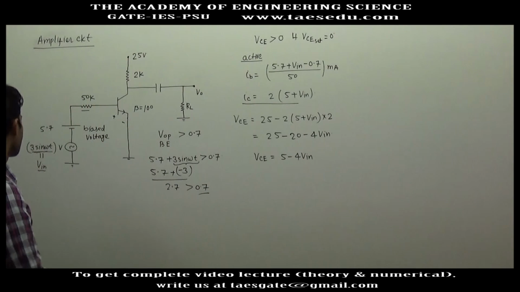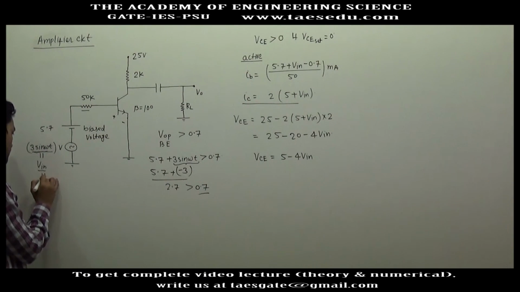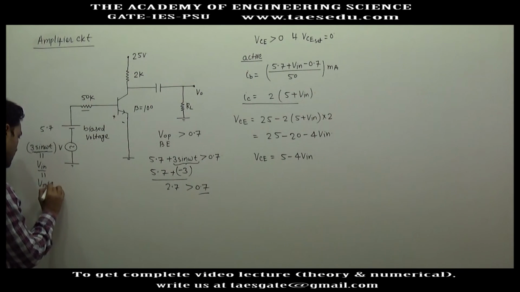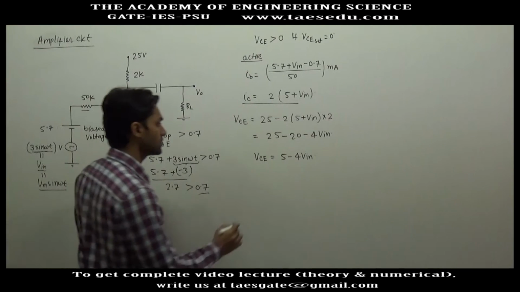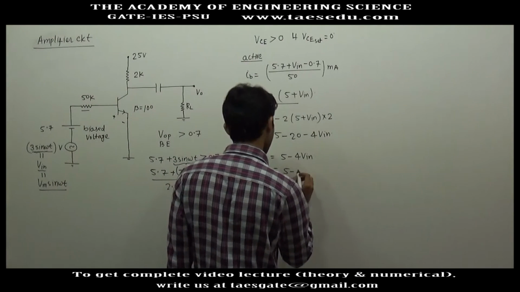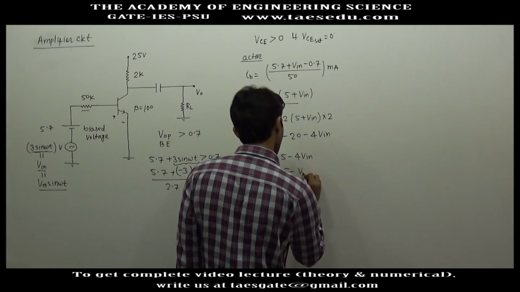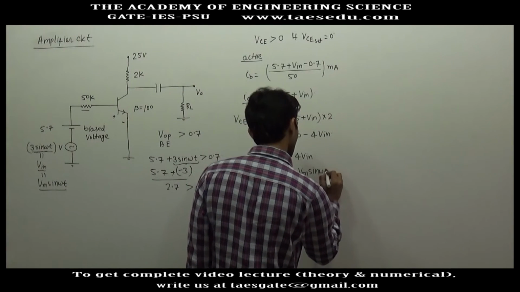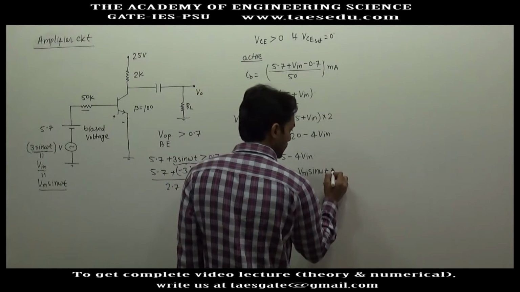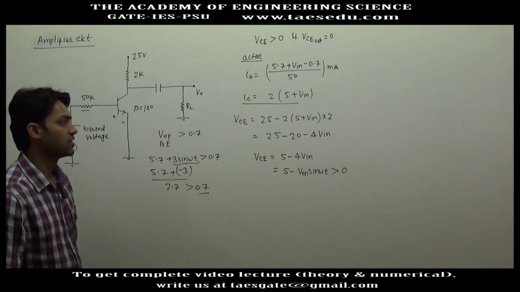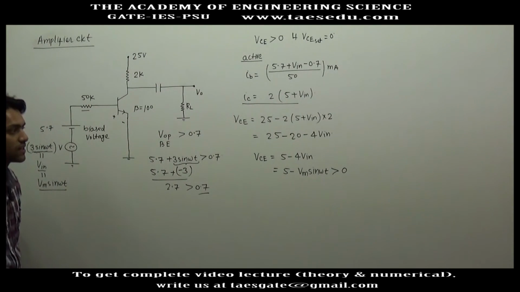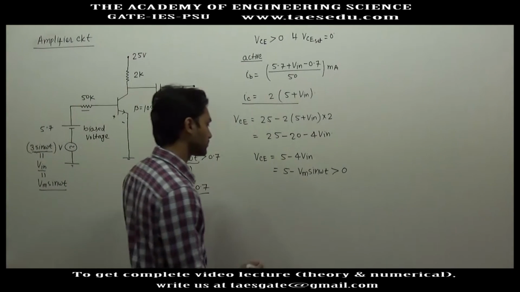Okay, instead of taking 3 sin omega t, let's say V input is Vm sin omega t. So this will be 5 minus Vm sin omega t, and this must be greater than 0 for the transistor to operate in active region, or this circuit to operate as a linear circuit.